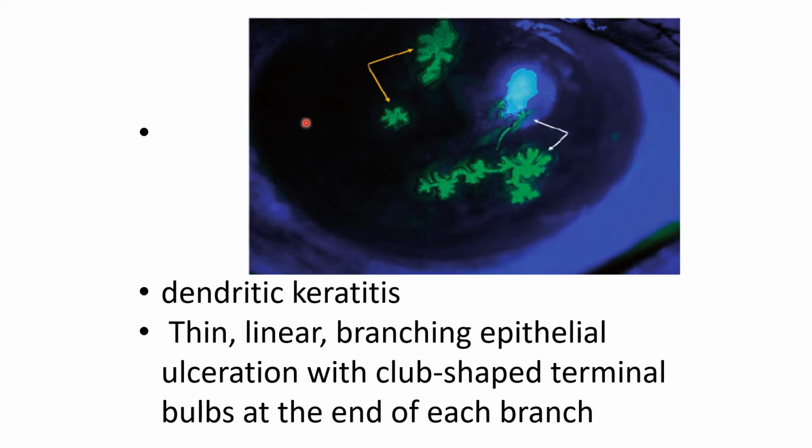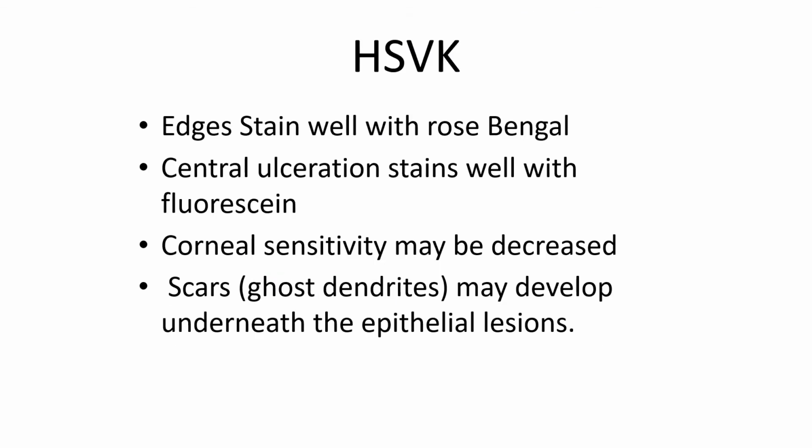This is your MCQ question. The shape of the ulcer in cases of herpes simplex is branch-like, with the end of each branch having terminal bulbs. This is your MCQ question. Now you will stain the herpes simplex keratitis either with rose bengal or with fluorescein. Again, this is your MCQ. Rose bengal stains the edges of the ulcer, while the center of the ulcer can be stained with fluorescein.